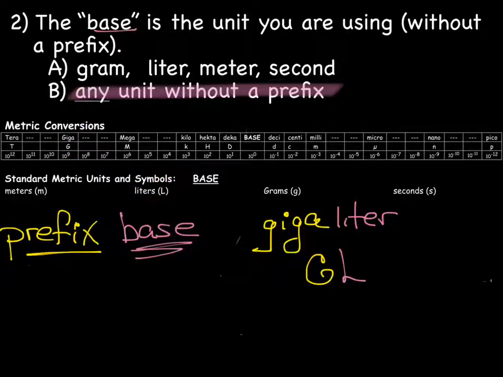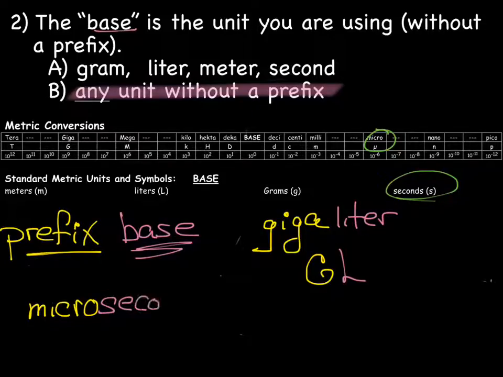Okay, let's try another one. Let's try this guy and this guy. How would you write that? We would have micro for this prefix, and seconds for the base. If we were to abbreviate this, it would be micro, which is a mu. It's sort of like a cursive-looking U thing. Microseconds. Okay, so that is how you use the metric conversion table, or at least how it's set up, and that's how you write metric units.